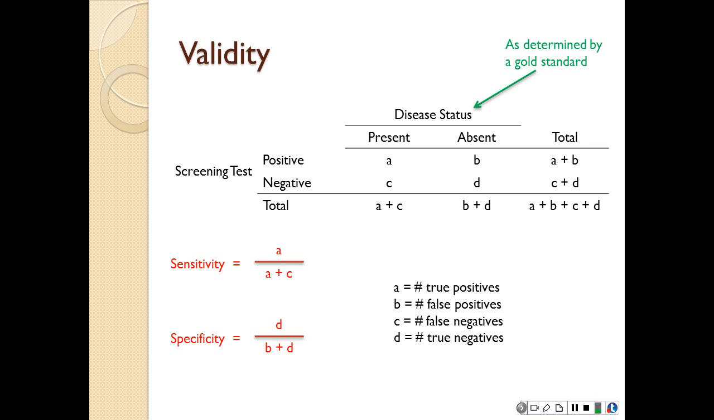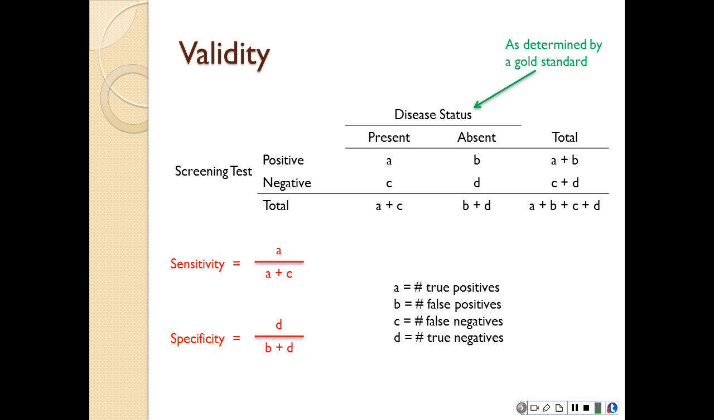So we can break this up, and we have the people that truly have the disease based on the gold standard and that tested positive. These are our true positives. They truly have the disease and they tested positive with our screening test. Then we have the people that truly have the disease based on the gold standard but tested negative. Our screening test did not pick them up. We have the people that truly do not have the disease but that tested positive. These are the false positives.